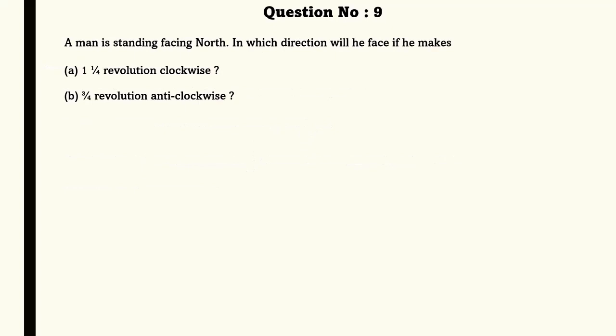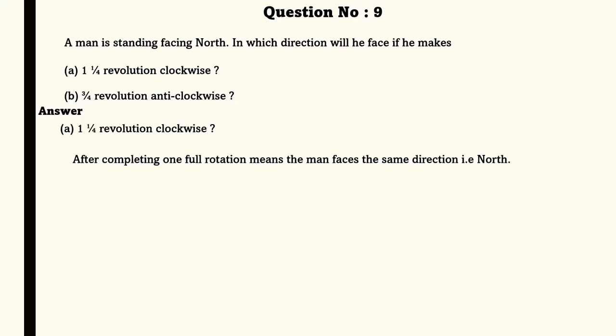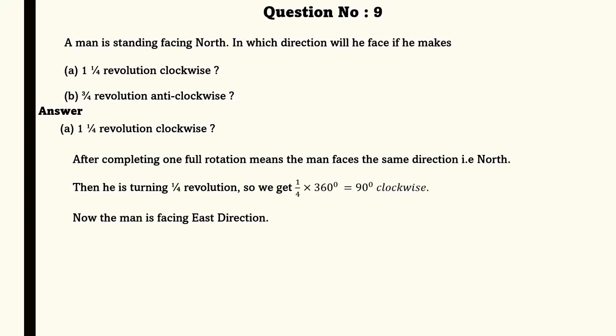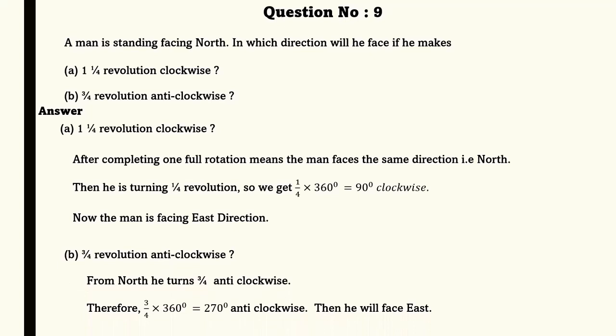Question 9. A man is facing north. In which direction will he face if he makes A. 1 by 4 revolution clockwise, B. 3 by 4 revolution anti-clockwise? Answer. After completing one full rotation means that the man is facing the same direction, that is north. Then he just has to turn 1 by 4 of a revolution, which is equal to 90 degrees clockwise. So now the man is facing east direction. B. From north, he turns 3 by 4 anti-clockwise. Therefore, he turns 270 degrees anti-clockwise. Then he will face the east direction.